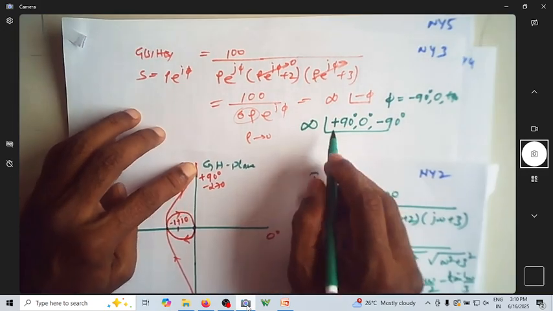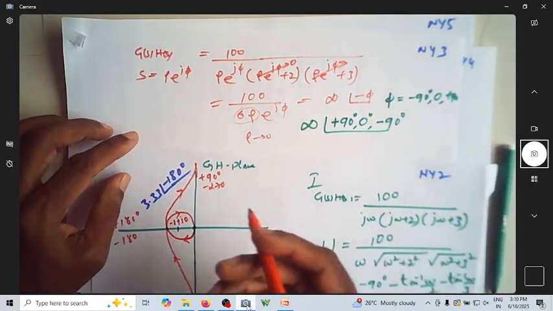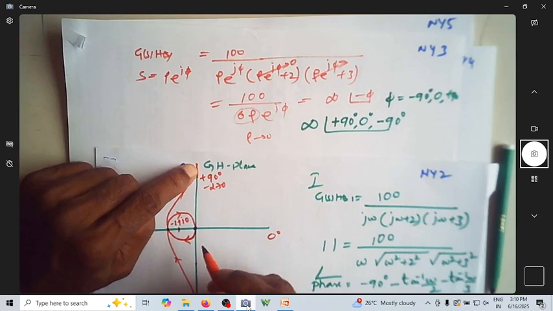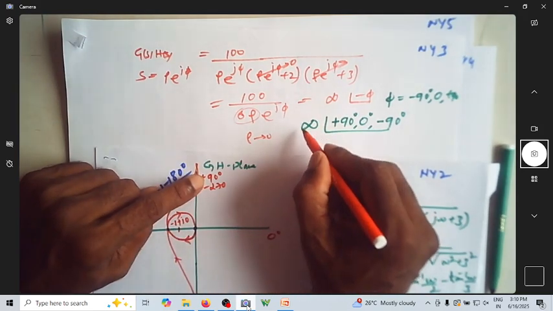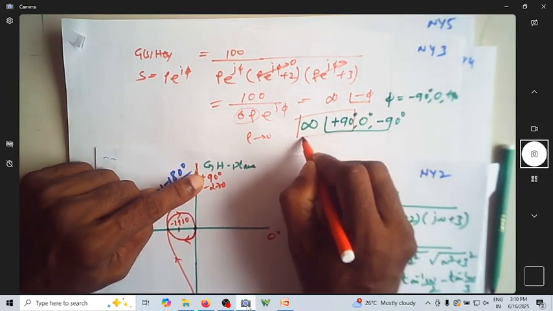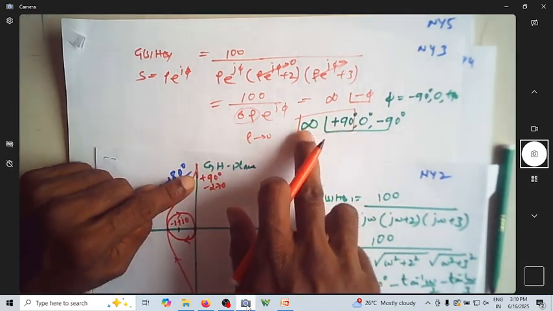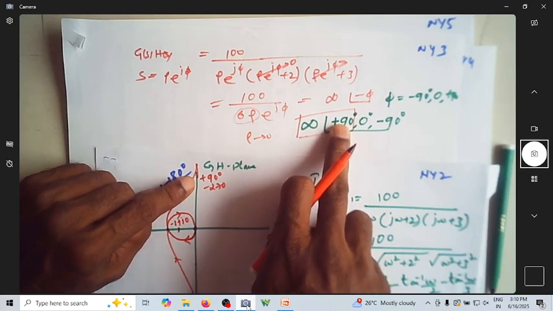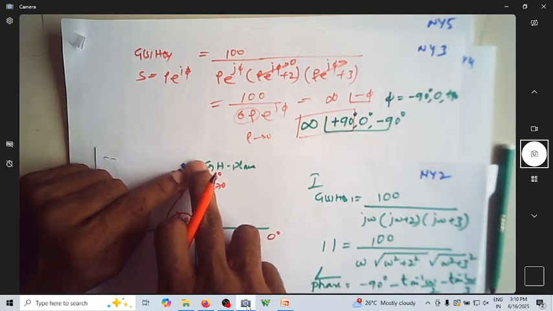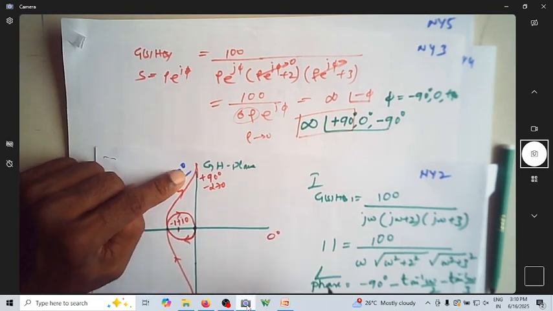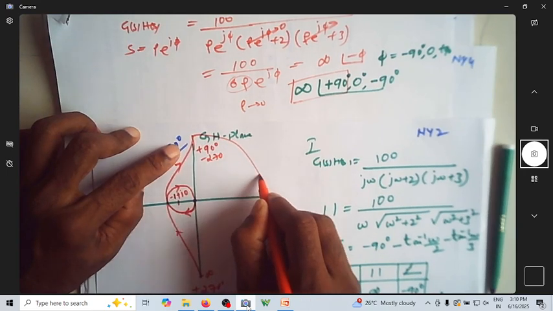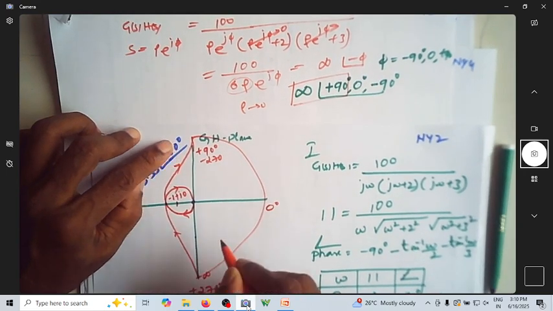So what is the starting point of your fourth segment? See, the end of your third segment is infinite at an angle plus 90. So is it the starting point of your fourth segment? So now the baton handing over will happen at infinite at an angle plus 90 degree, which is plus 90, 0, minus 90. So now the contour will be like this, the contour in GH plane.